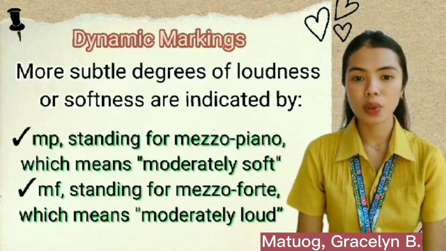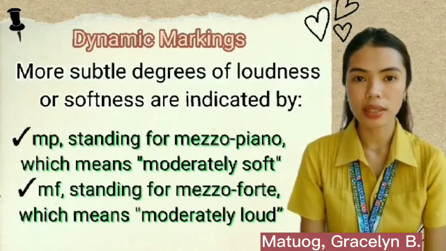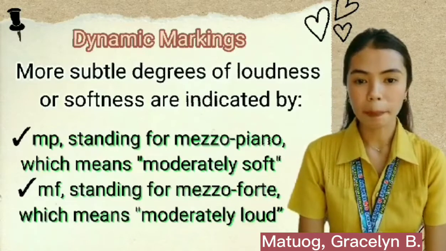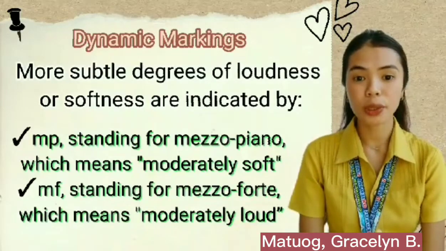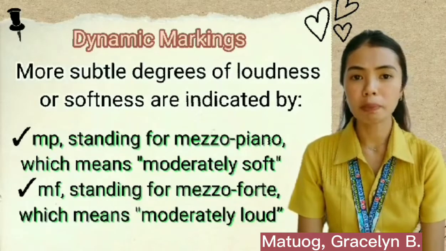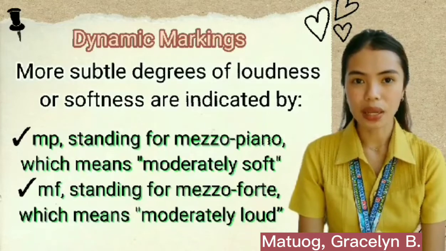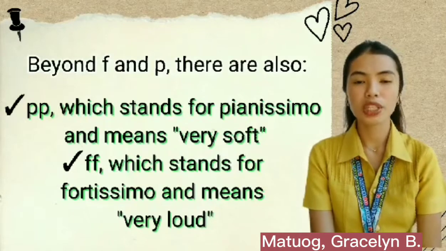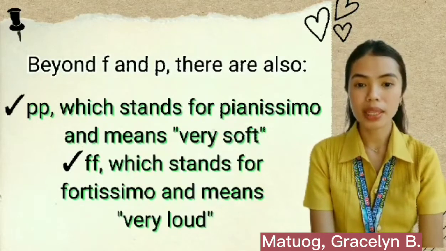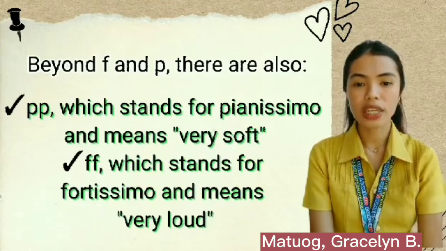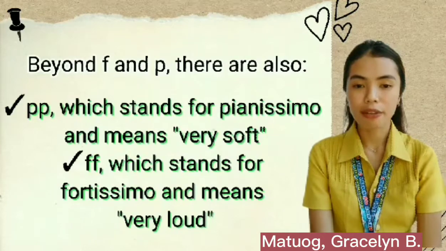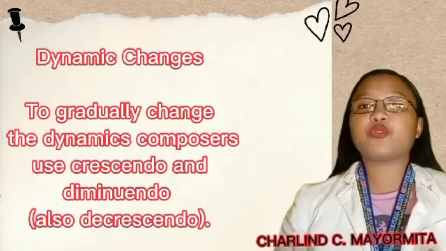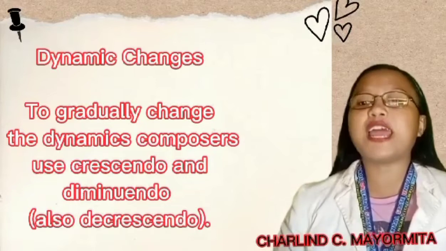In dynamics, there are also two subtle degrees of loudness and softness, and these are MP, standing for mezzo piano, which means moderately soft, and MF, standing for mezzo forte, which means moderately loud. And lastly, besides P and F, there are also PP, which stands for pianissimo and means very soft, and FF, which stands for fortissimo and means very loud. To gradually change the dynamic, composers use crescendo and diminuendo. Diminuendo is also called decrescendo.